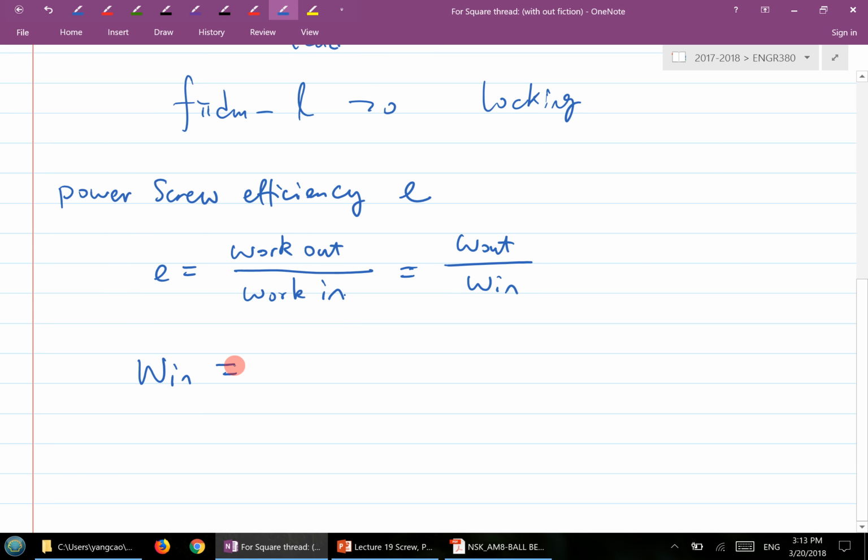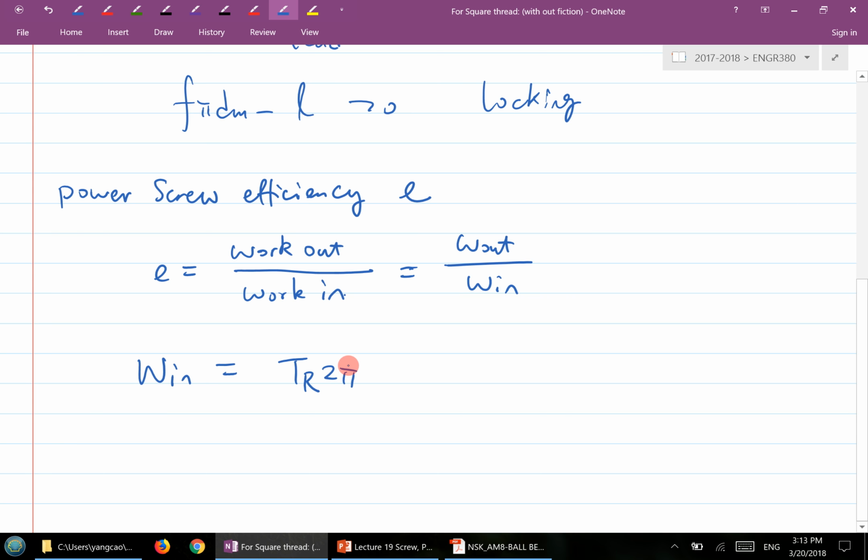You apply a torque TR, and let's say you apply the torque TR and try to rotate the bar, the handle, by 360 degrees. So TR times 360 degrees, that's how much work you input into the system, right?